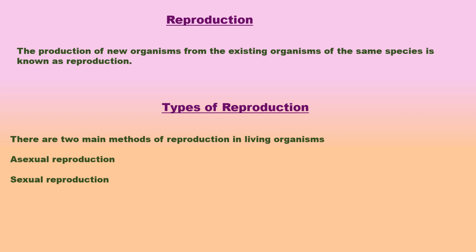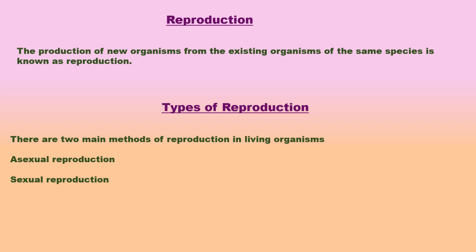The production of new organisms from the existing organisms of the same species is known as reproduction. Reproduction is essential for the survival of a species on this earth. So, living organisms produce more organisms of their kind to maintain the life of their species on this earth.